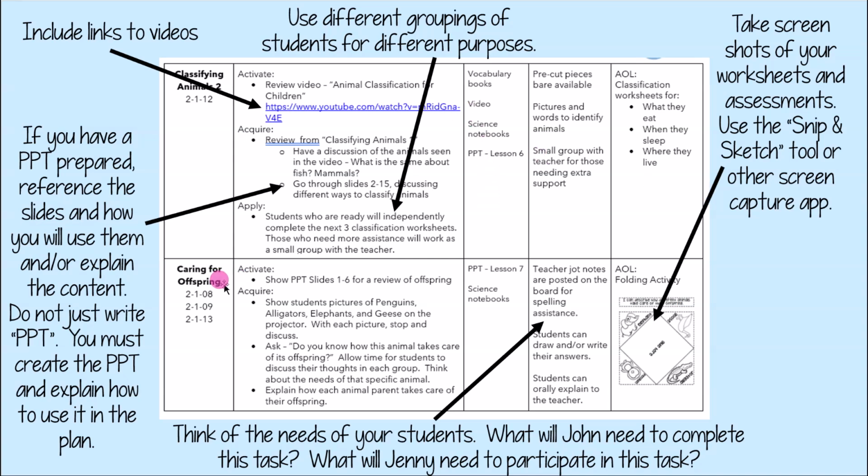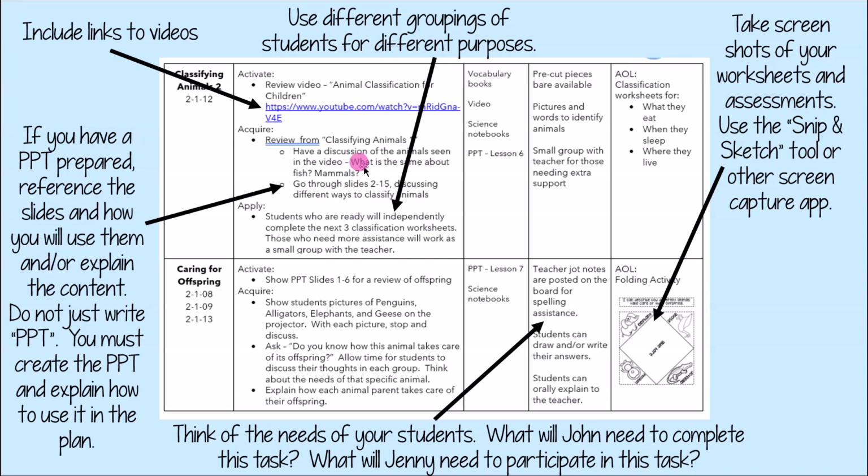Here is a snip of the science, classifying animals and caring for offspring. So again, I have my title and my outcomes that I just copied and pasted from my grid. I have a link to my video that we're going to watch here.